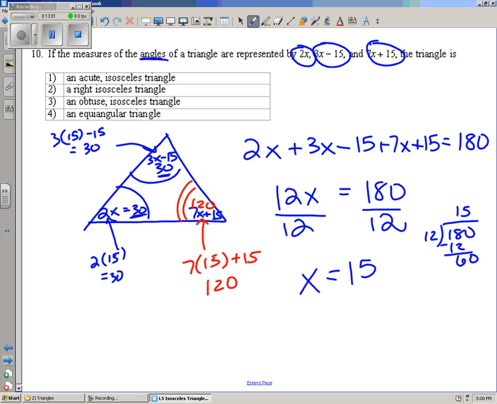So this is another example of why Gus is wrong. We can have an obtuse isosceles triangle.